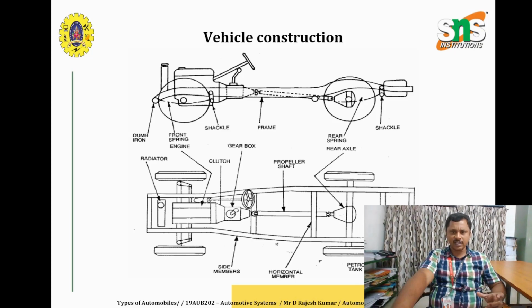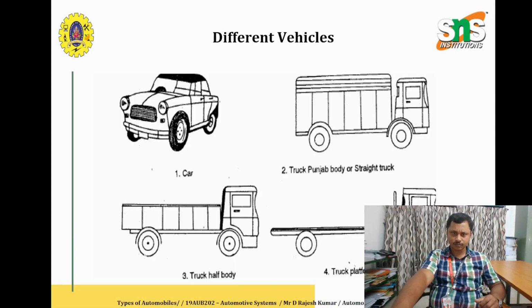So this is how the vehicle is constructed. The engine, gearbox, steering components and suspension are all mounted on a main component called the chassis. That is nothing but the backbone of the vehicle.